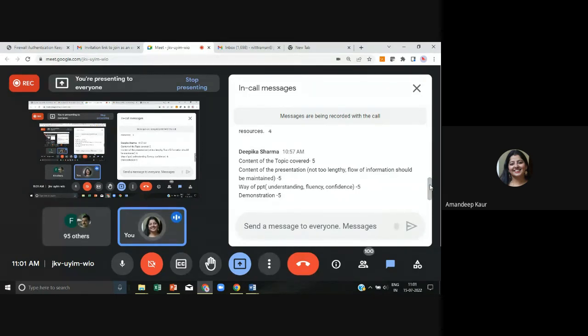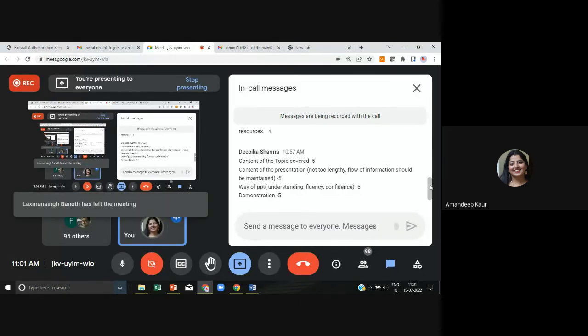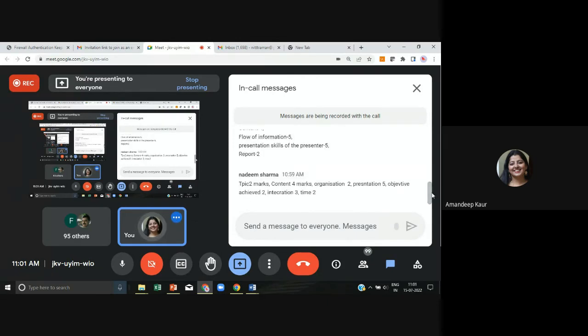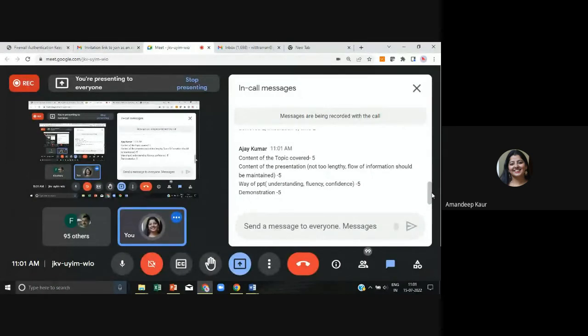Again, Deepika Sharma ma'am said content of the topic covered, content of the presentation. So whatever content in the topic assigned, that will need to be the part of presentation. So we need not give additional marks again and again for the same activity. Way of PPT, understanding, fluency and confidence, and then demonstration. So I think you are able to get my point, that when it comes to assigning any activity to the student, first we need to divide that activity into number of subcomponents, and we need to critically analyze whether while designing that particular activity we are able to give proper attention to the target designed for that activity.